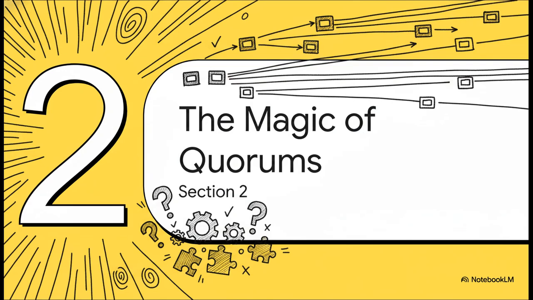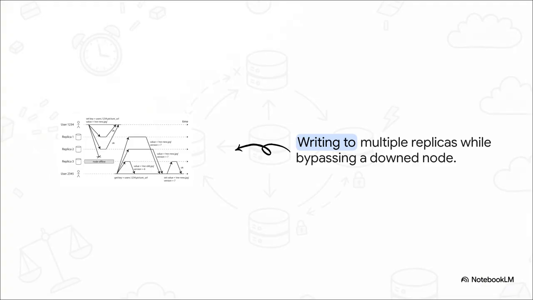Section 2. The magic of quorums. Now, getting rid of the leader does introduce a massive new problem. Without a central boss putting writes into a neat, ordered log, how do we make sure data actually gets saved correctly? This visual right here brilliantly illustrates the core mechanism.